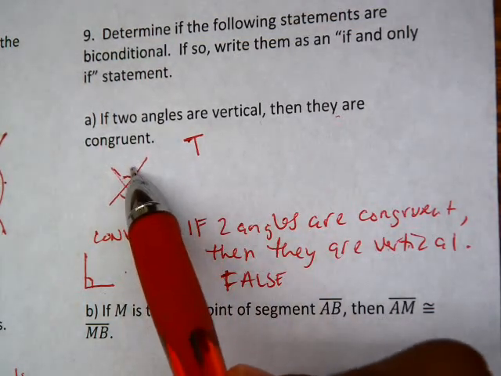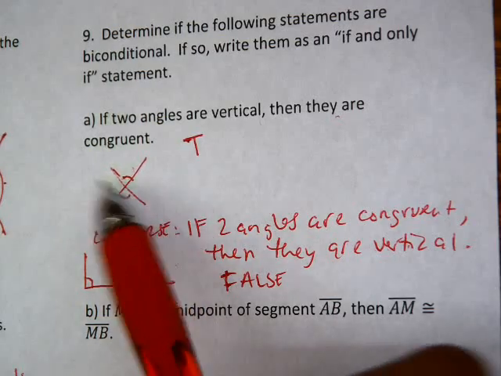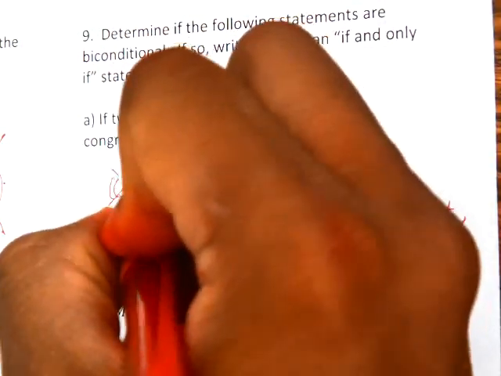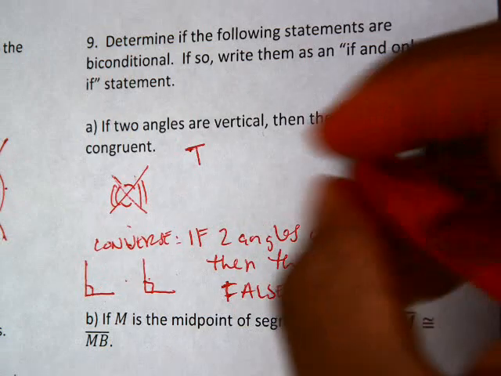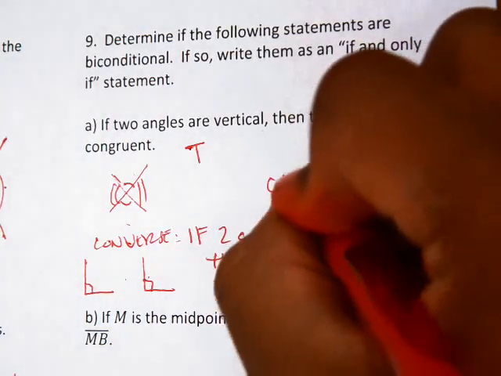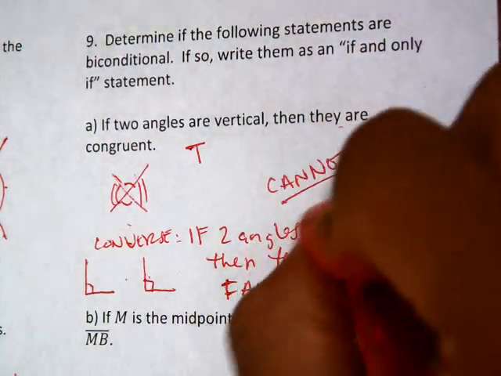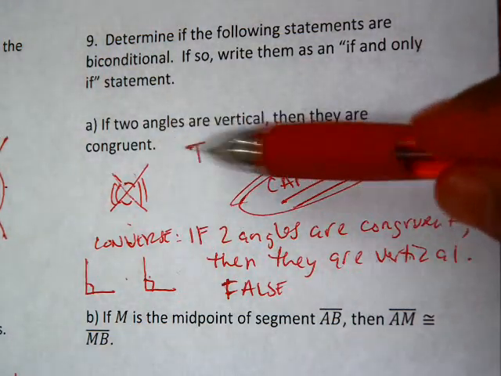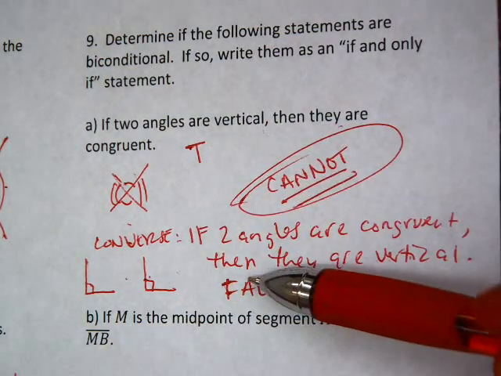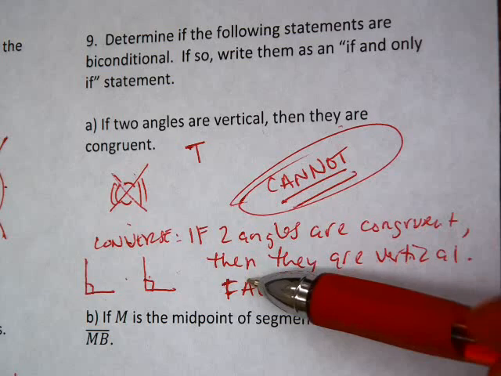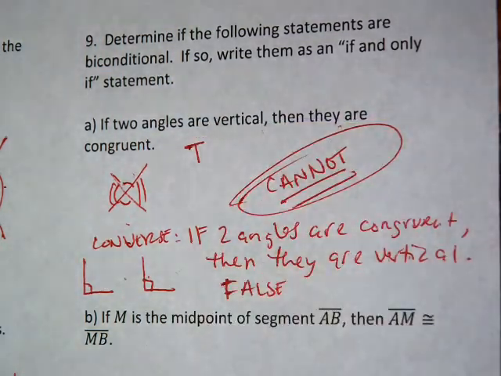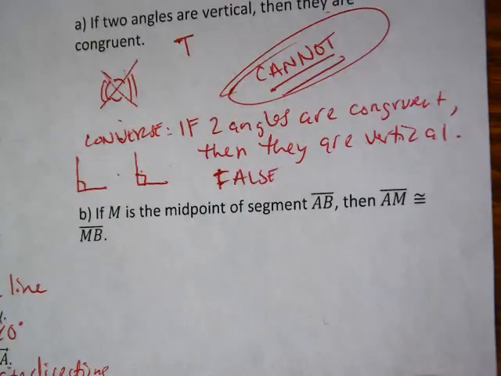Here I started off with vertical angles, and they are always congruent. Anytime you have vertical angles, they are congruent. So you cannot write a biconditional here, because while the statement is true, its converse is false. To be able to write a biconditional, the statement and the converse have to both be true.